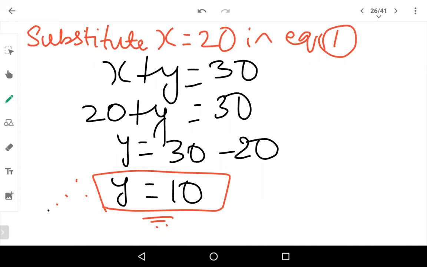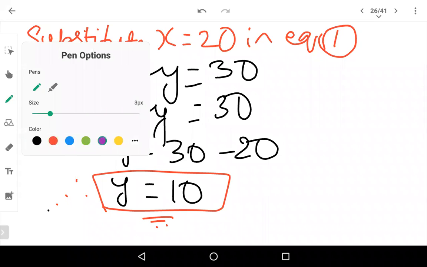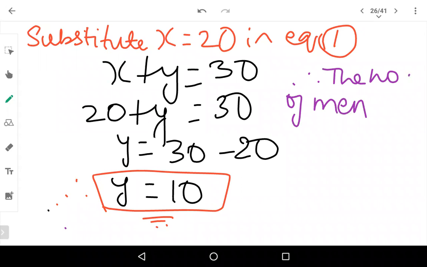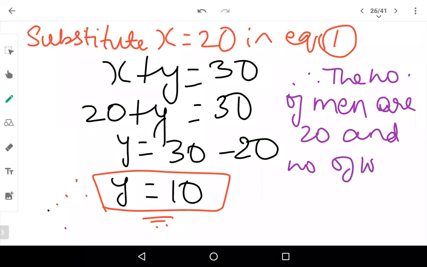We have to write the conclusion. As I already told you, since it's a statement problem, let us write the conclusion. So what will the conclusion be? Therefore, the number of men, what was men representing? X, right? So therefore, the number of men are 20 and number of women are 10. So this is our conclusion.